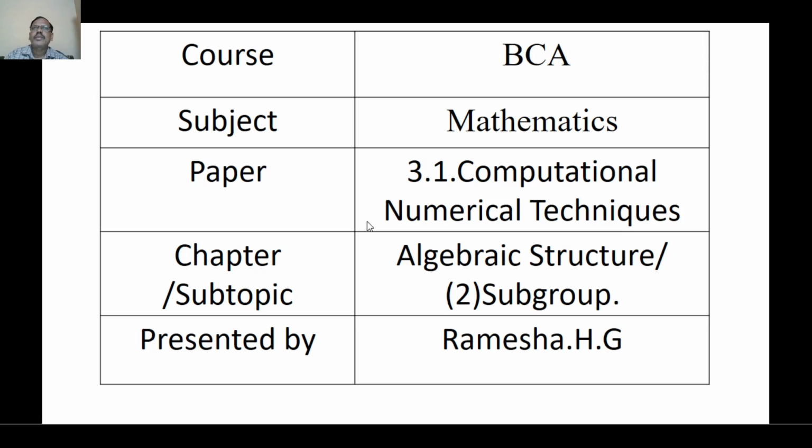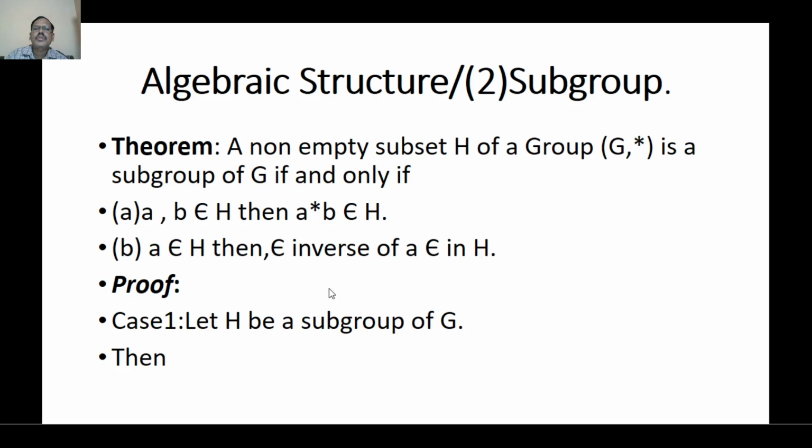The fourth roots of unity and the cube roots of unity are the two finite groups as they satisfy all the properties of groups. And next we come to subgroups. A non-empty subset H of a group G with a binary operation star is called a subgroup if it satisfies all the properties of a group.